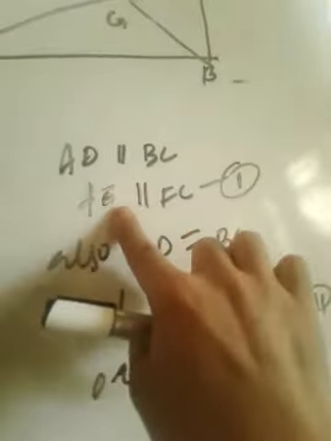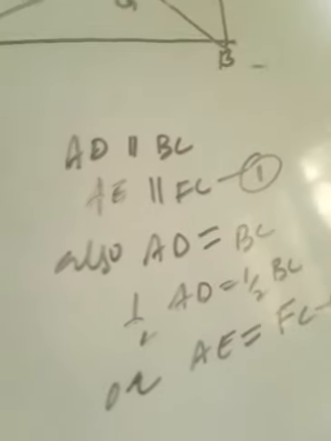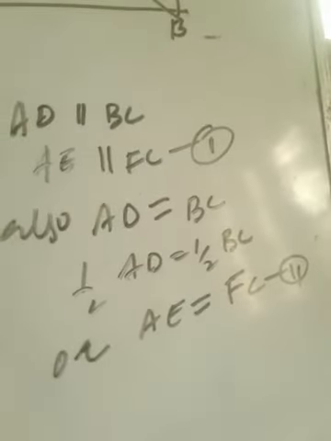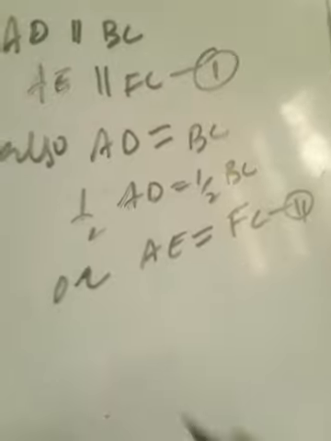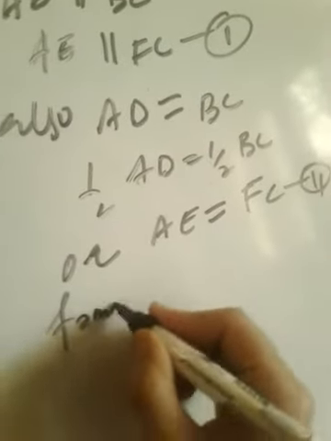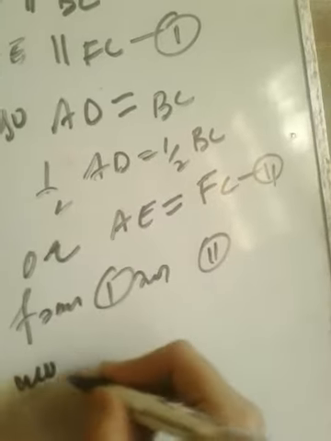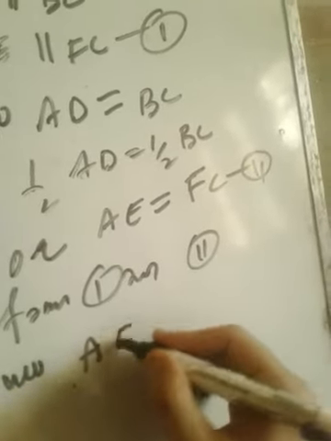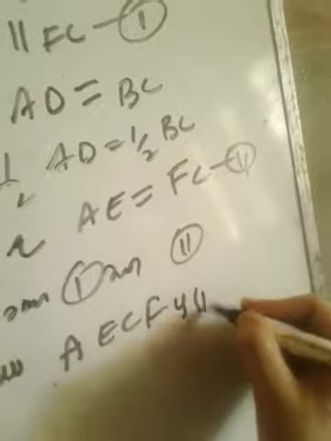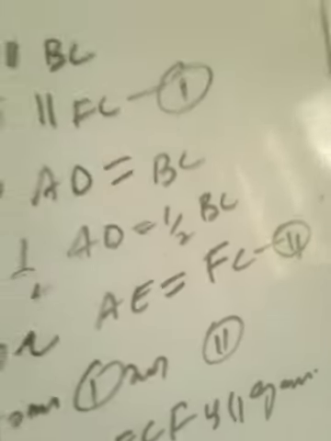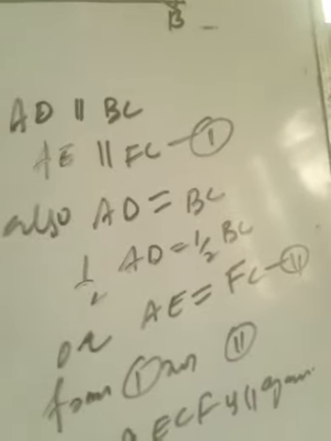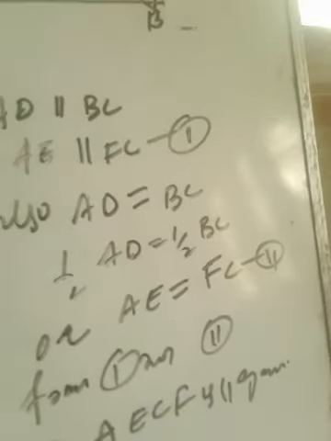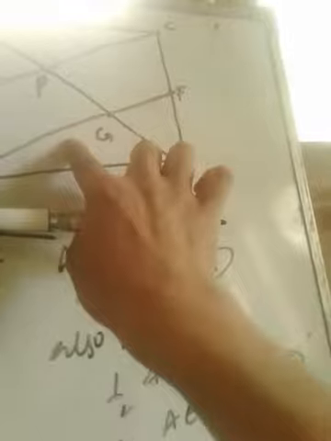If a quadrilateral has one pair of opposite sides parallel and equal, what is it? It is a parallelogram. From first and second, we get AECF is a parallelogram. Now if you look, this is a parallelogram.